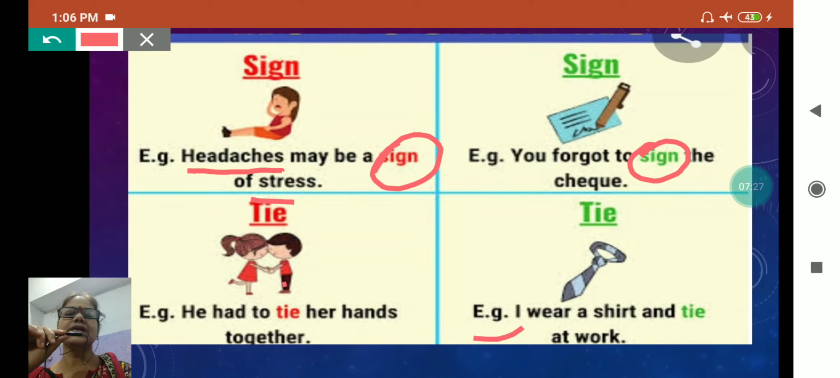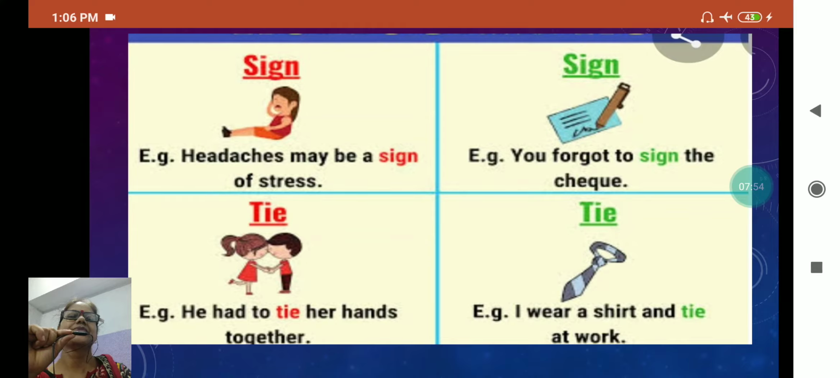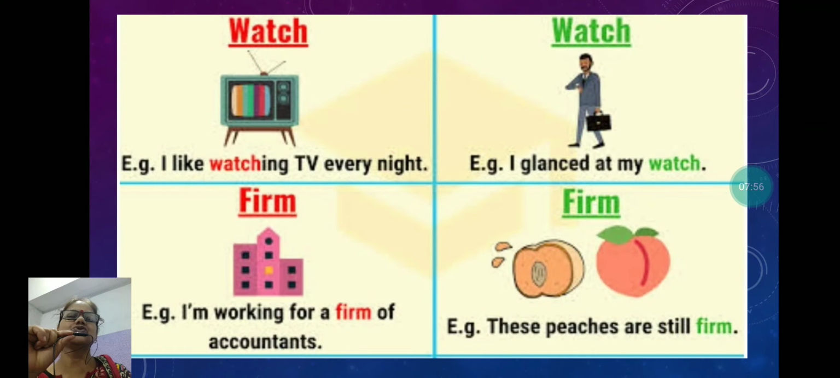This tie, both the spellings are the same, but this tie is a knot we tie. And this tie is worn on any uniform or on some dresses, we wear this necktie. Here see the sentence: He had to tie her hands together. And I wear a shirt and a tie at work. So two different meanings are shown.